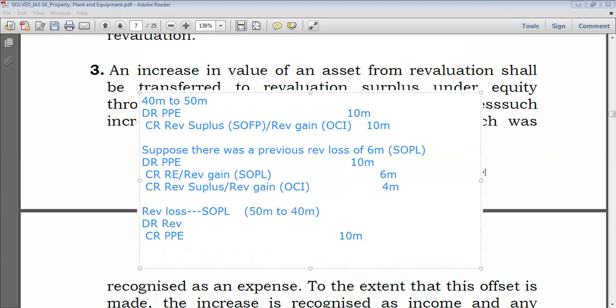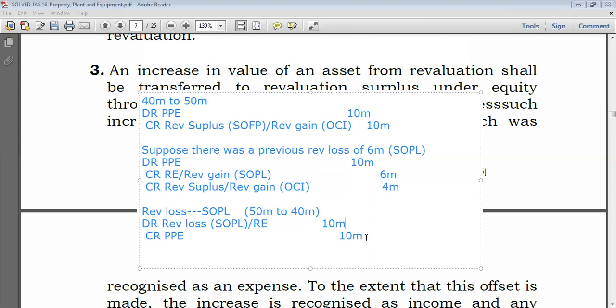Revaluation loss actually goes to retained earnings. So I would have revaluation loss. Since it goes to retained earnings through the statement of profit or loss, the income statement, it will go to statement of profit or loss, and then it will go to retained earnings. Anything passing through profit or loss goes to retained earnings. So I would have 10 million here, just like this.